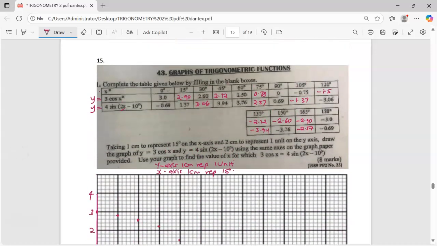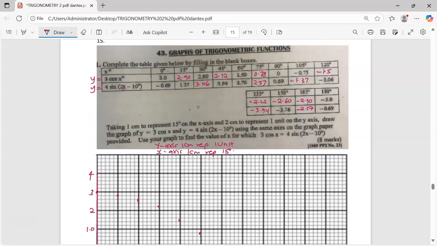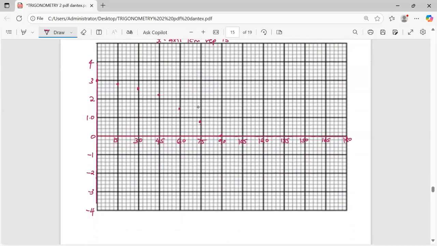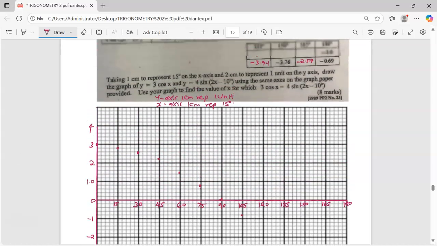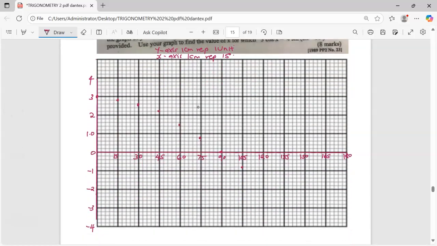At this point, when it is 90, it is 0 here. At 105, it's negative 0.75, which is the same as negative 0.8, which is at this point here. When it is 120, we are going to have negative 1.5, which is in between negative 1 and negative 2.